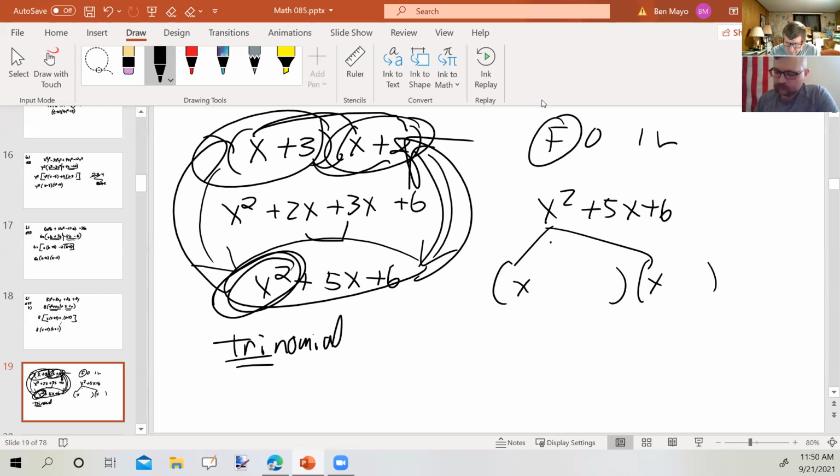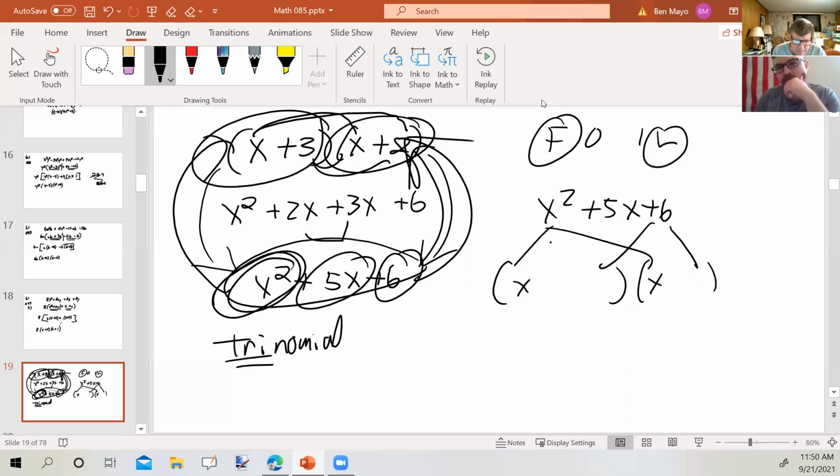Okay. Where did the 6 come from? It came from the last. So that means this times this, these numbers have to equal 6. But I've got a problem, because if I couldn't see the answer, I'd be going, well, is it a 6 and a 1? Because 6 times 1 is 6. Or is it a 2 and a 3? Because 2 times 3 is 6. So I'm not really sure there, whether it's a 2 times 3 or a 6 times 1. Okay.